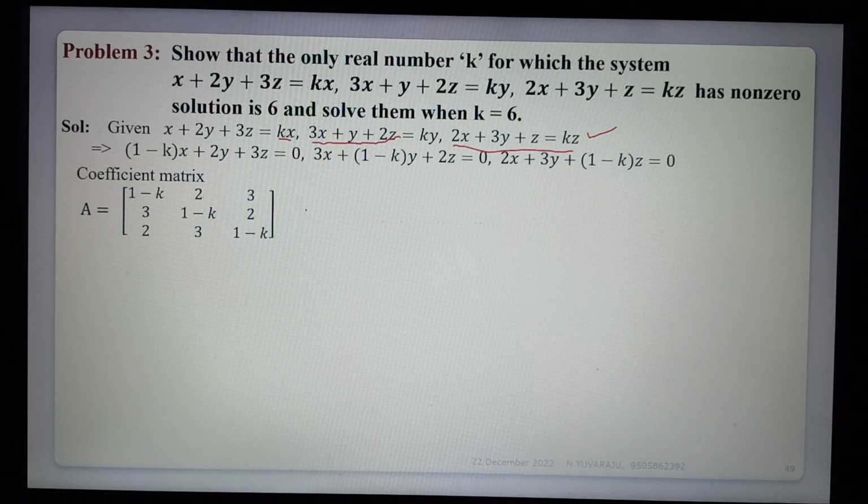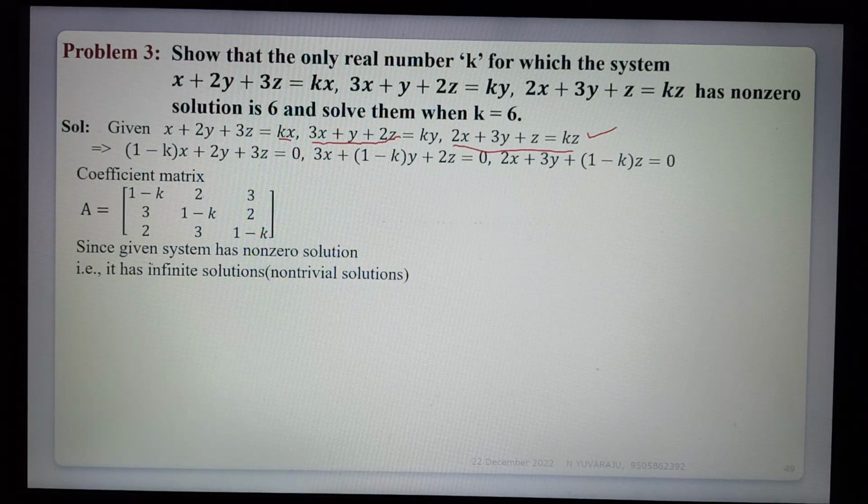So when we say the coefficient matrix is singular, that means det A is equal to 0. So, assumption: det A is equal to 0. Since the given system has a non-zero solution, that is, it has infinite solutions, if and only if det A is equal to 0, that is, the matrix is singular. So det A is equal to 0; the determinant of the given matrix is equal to 0.